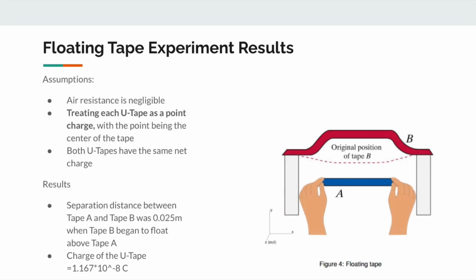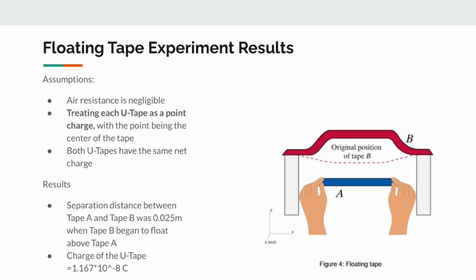However, if the tape was neutral, there would be no strong attraction or repulsion from objects. On the right, you can see a demonstration of how the lab worked, where tape A was brought up to tape B, and then tape B would be pushed upwards due to the repulsive force. Some assumptions that we made are that air resistance is negligible. We treated both tapes as a point charge instead of a flat line. We also assumed that both tapes have the same net charge and that the charge was evenly distributed across the tape.